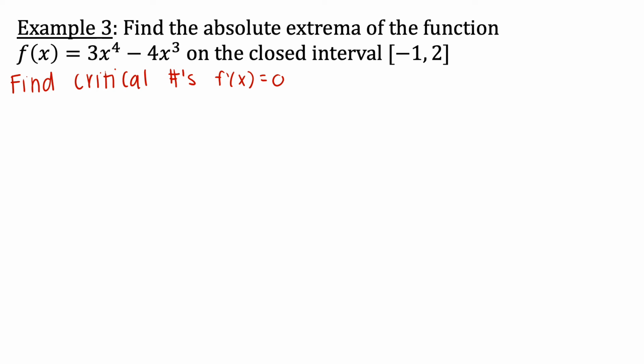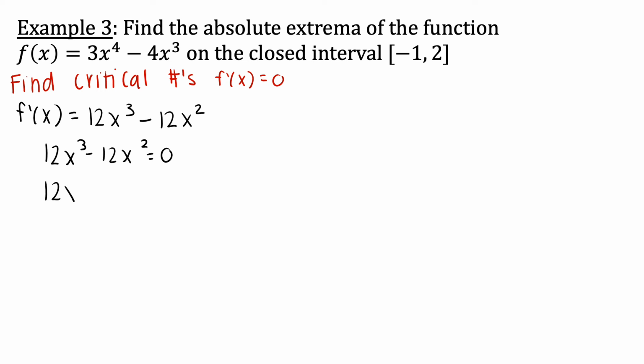So let's find our derivative, f prime of x. Using the power rule, we get 12x cubed minus 12x squared. Setting that equal to 0, we can factor out our GCF of 12x squared, and we're left with x minus 1 equals 0. So our critical numbers are just x equals 0 and x equals 1.